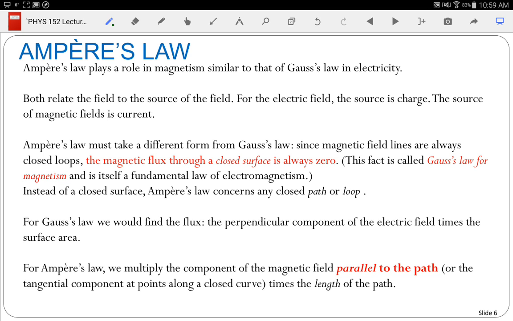Now, we talk about something different than flux in this case. With Gauss's law, we talked about the electric flux, which was how much field goes into or out of a surface. Ampere's law does not deal with magnetic flux. It instead deals with the thing that's called the circulation, which is the magnetic field parallel to a wire that goes in a closed loop.